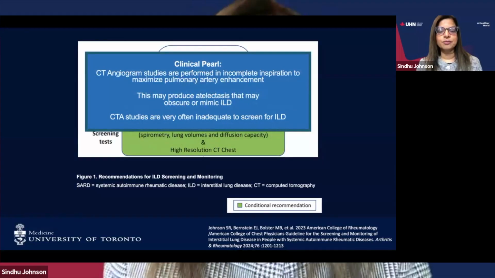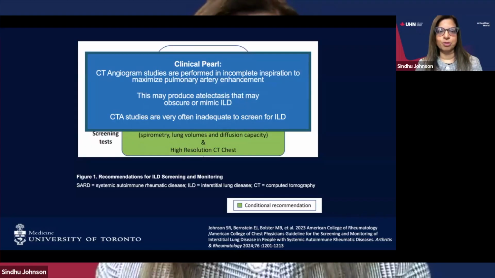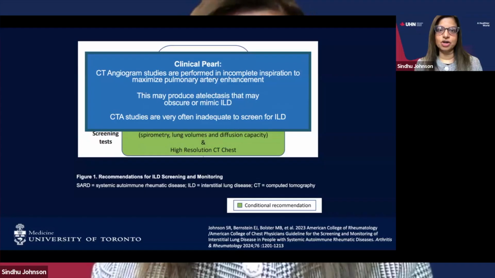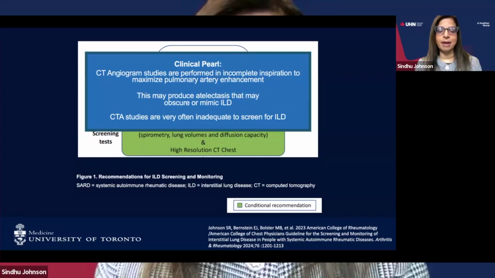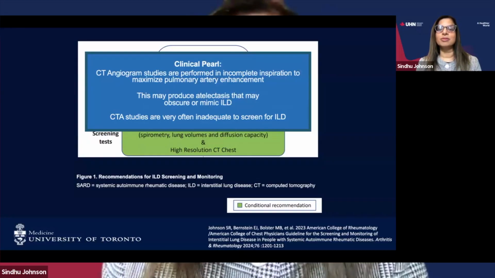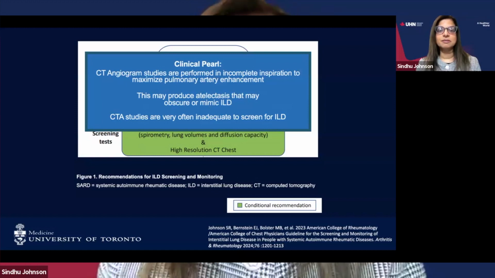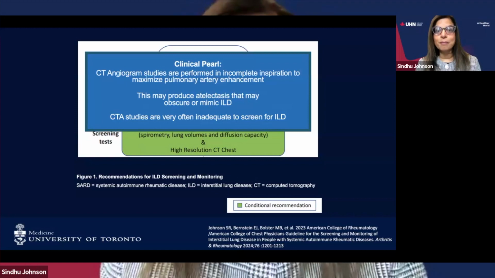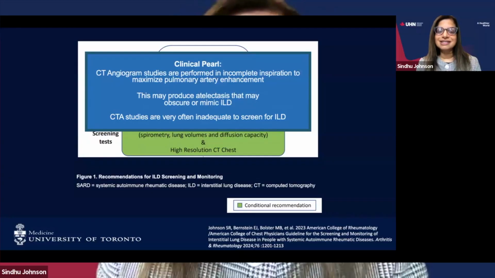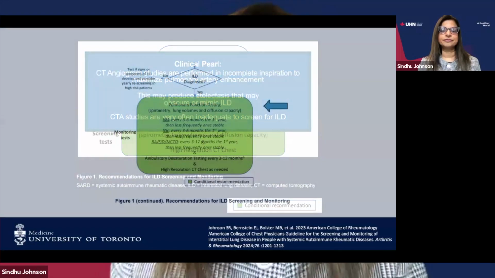Clinical pearl number 2. A scleroderma patient who has shortness of breath may present to the emergency department, and there they will receive a CT angiogram, often because the emergency doctor wants to rule out pulmonary emboli. However, it's important to note that a CT angiogram is performed in incomplete inspiration to maximize pulmonary artery enhancement, and this may produce atelectasis that can obscure or mimic ILD. Therefore, a CTA is inadequate to screen for ILD. A patient needs a high-resolution CT chest.